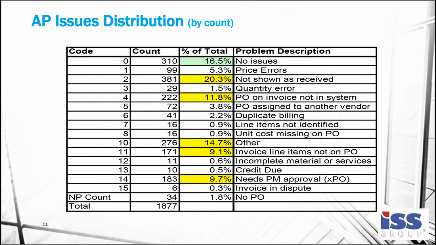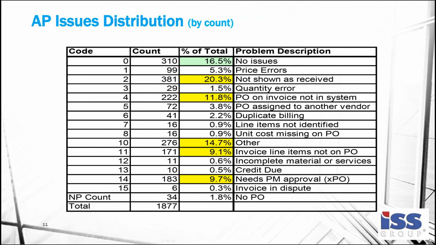9.1% invoice line items not on a PO. So the invoice has detailed line items and the PO doesn't. Well, that could be the PO has a general description of, please give me these items for this pump, and the invoice has the specific items listed by line item on maybe the 12 parts you need for the pump. So how a PO is written can really impact this. Most of the time it's an error in the PO.